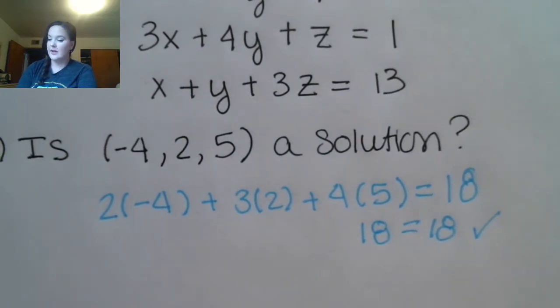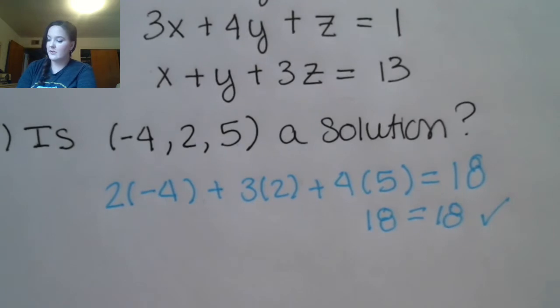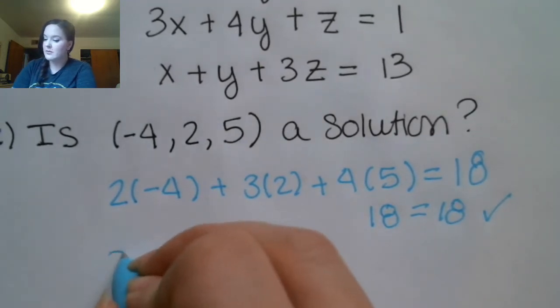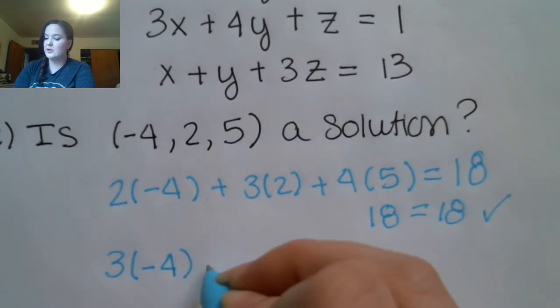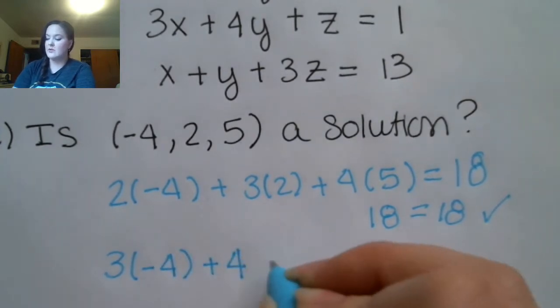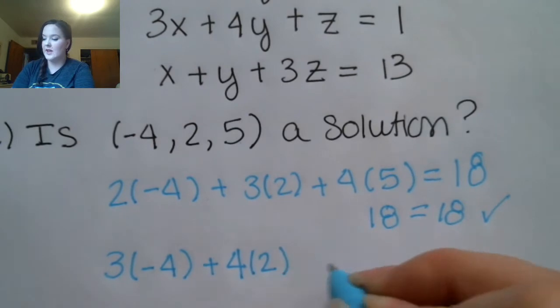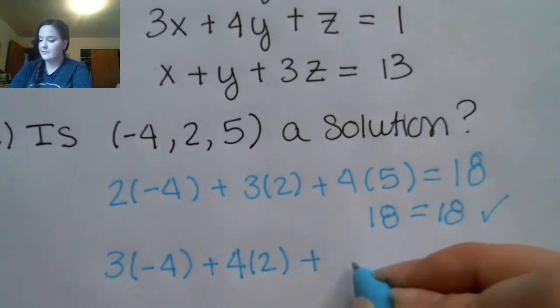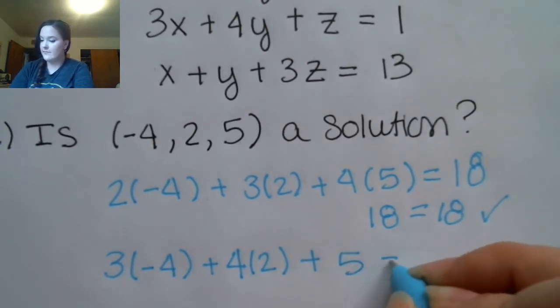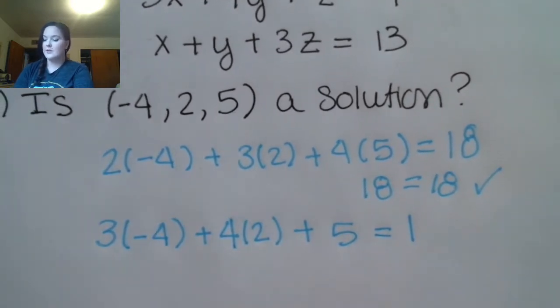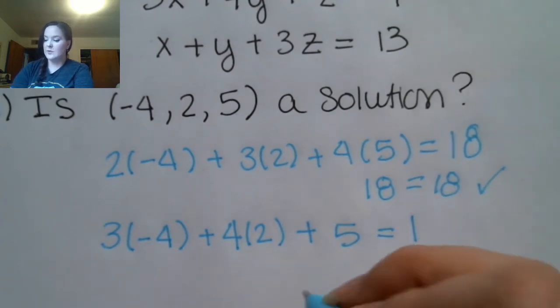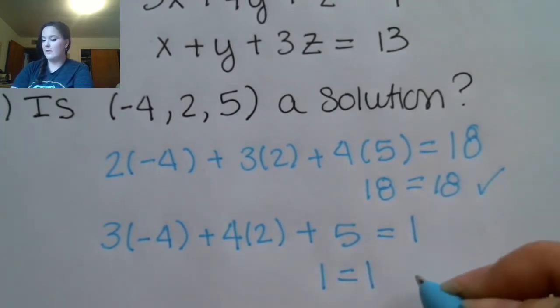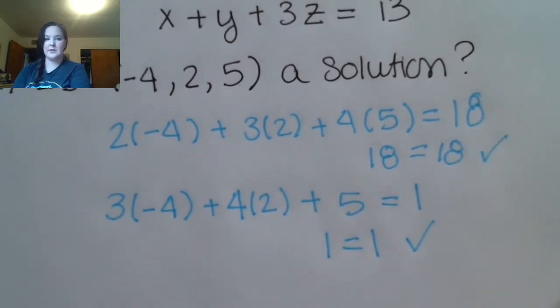Then let's look at our second equation. We're remembering that to be the solution to a system, it has to be a solution to each equation in that system. So 3 times -4 is -12, plus 8 is -4, plus 5 is 1. So that's a true statement as well.